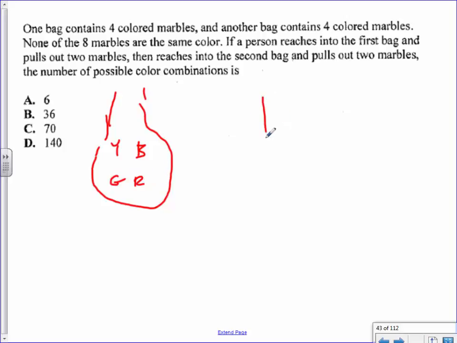And then there's another bag, and it has 4 other marbles, but none of them are the same color. So orange, pink, magenta, and violet. Different colors now.